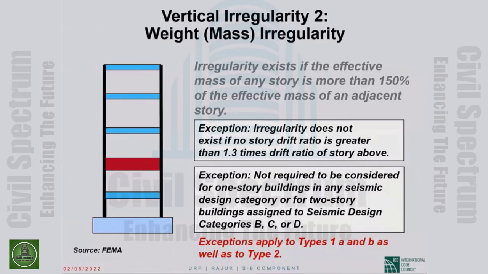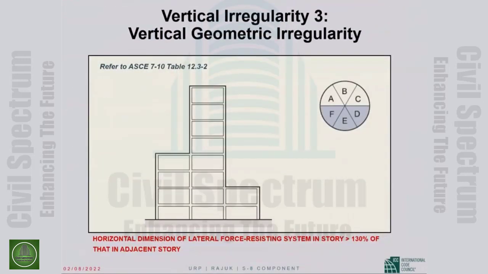This is FEMA's rendition of mass irregularity type 2. This exists if the effective mass of any story is more than 150% of the effective. I think I can skip it. This is just another representation of what we went over already. FEMA comes up with pretty good graphics and simple language. This is why I included it.